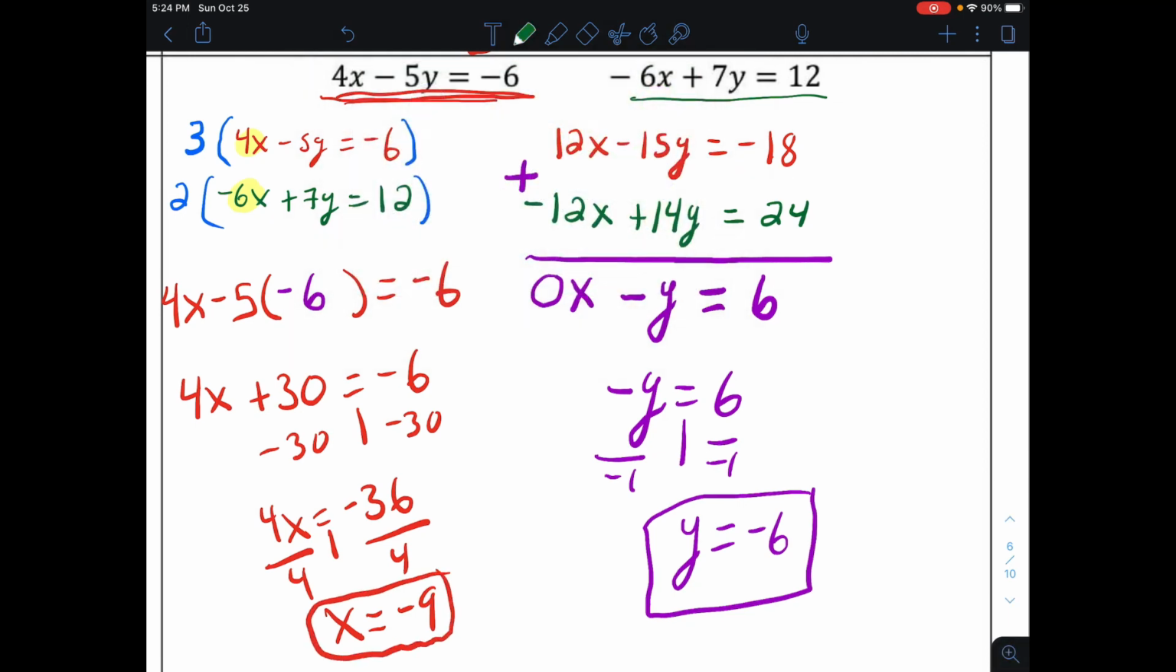Now, the actual answer to our system combines that x with the y. So it'd be the coordinate -9, -6. There's our answer using elimination where we had to multiply both equations.